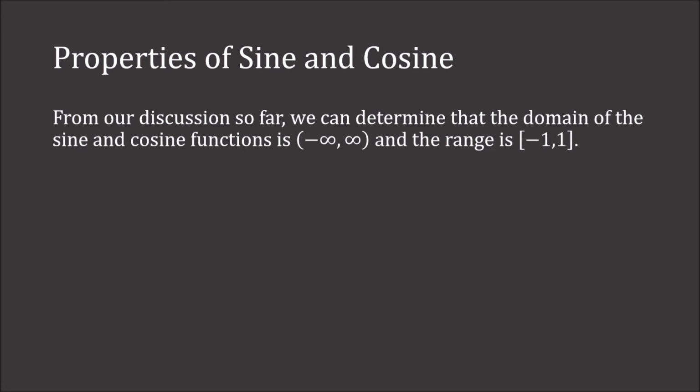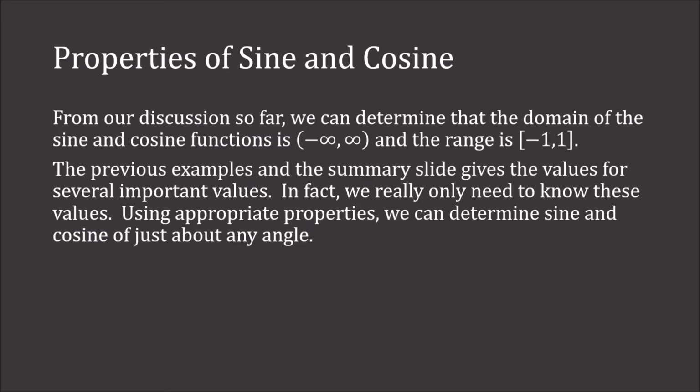From our discussion so far, we can determine the domain of sine and cosine is all real numbers, and the range is -1 to 1. So the previous examples and the summary slide give the values for several important angles. In fact, we really only need to know these values. Then by using appropriate properties, we can determine the sine and cosine of just about any angle. So the first property we look at was studied previously, that was the Pythagorean.